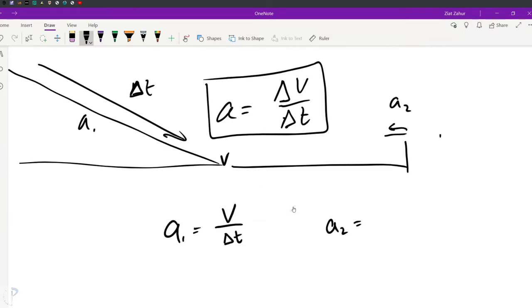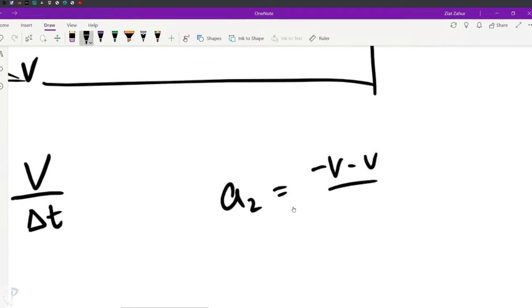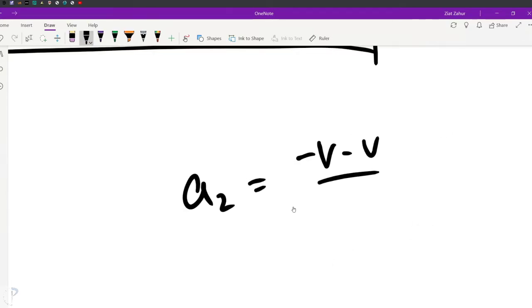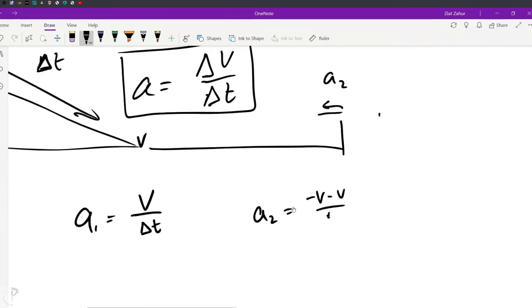Okay, so acceleration 2 would be negative v minus v over not the same delta t, but a very short amount of time, t. And so we have 2v over t. Now this one is big, this one is tiny. And so with a small tiny time and a big velocity change, of course your acceleration would be much more when it's crashing into the wall.